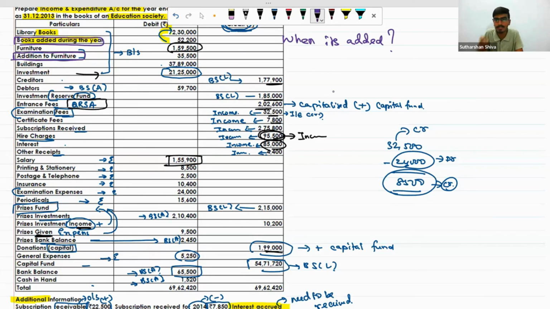There will be two probables here. First thing, it is purchased at the start of the year. Next thing, if the question remains silent, there is an alternative. Okay, we will assume it has been purchased in the middle of the year, that is at the 6th month. Okay, half yearly we will calculate. So in this question, they have taken this approach.